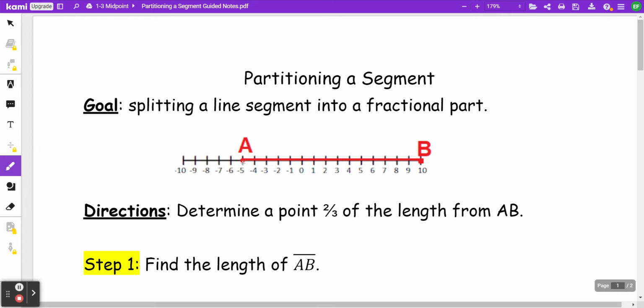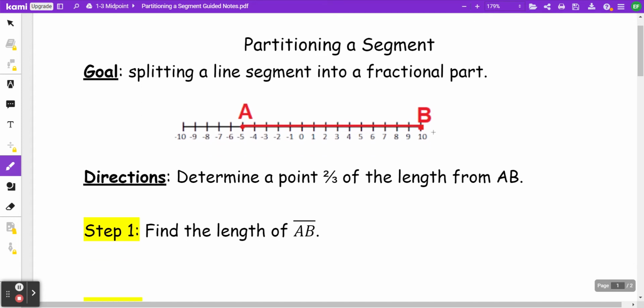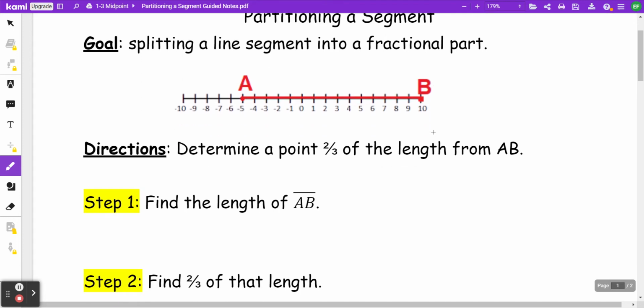And we have a segment on here, AB. So A is at -5, the other endpoint B is at 10, and we are challenged to determine the point 2/3 of the length of AB. So let's first find the length of AB. If we're going from -5 to 10 on the number line, that is a length of 15 units.